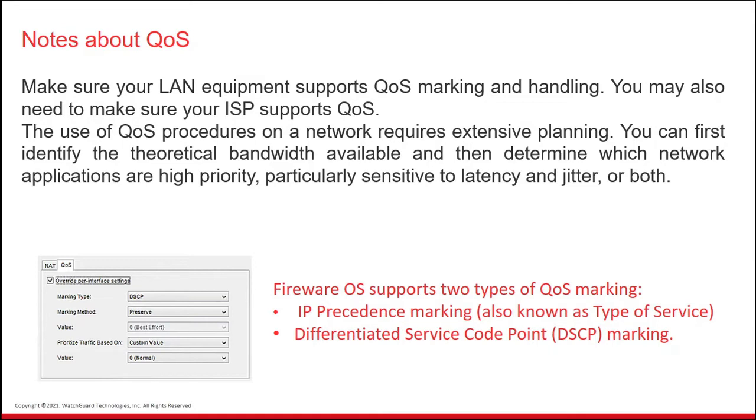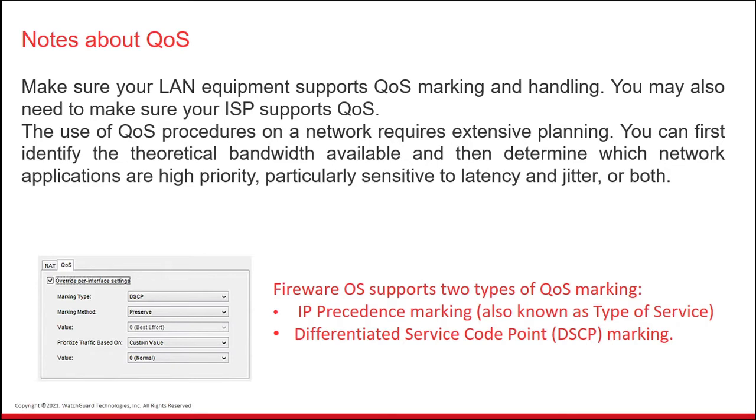You understand your network, you understand what's available when it comes to the total requirement for bandwidth, and how you want to put the priority to divide that bandwidth as needed. You can first identify the theoretical bandwidth available and then determine which network application is going to be high priority or sensitive to latency and jitter, or both in this scenario.